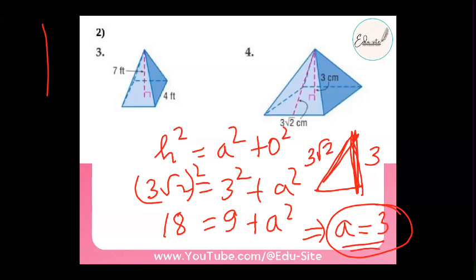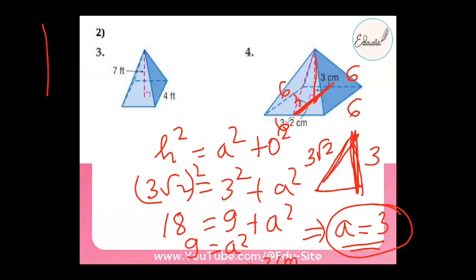Understood how we are going to do this? 18 minus 9 is 9. A square is equal to 9. A is nothing but 3 centimeter. So if A is 3 centimeter, this is 3 centimeter. Is the base not the double of this one? Because it is a midpoint, the height stands on the midpoint. So 3 plus 3 is 6. So this is 6, this is 6, this is 6, this is 6. Understood? And the slant height is 3 root 2. Fine, I'll clear the screen.